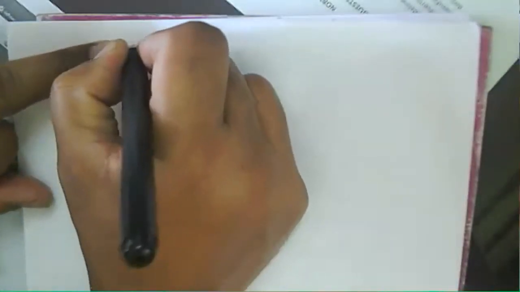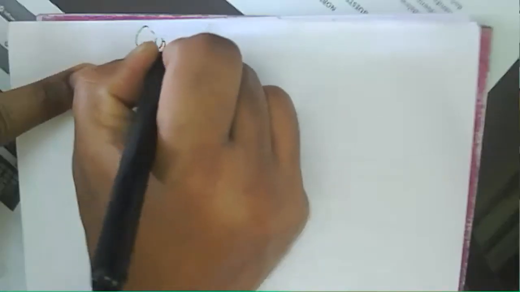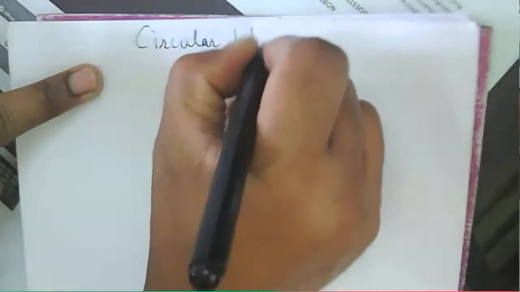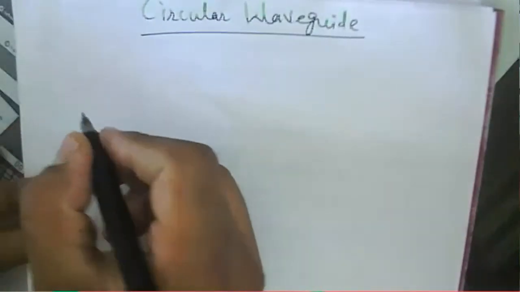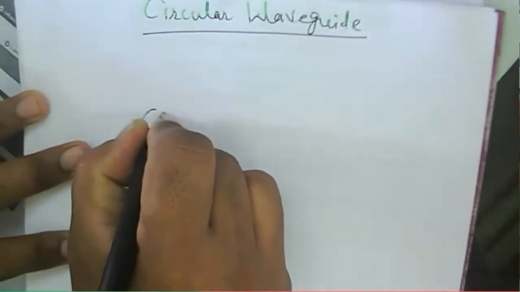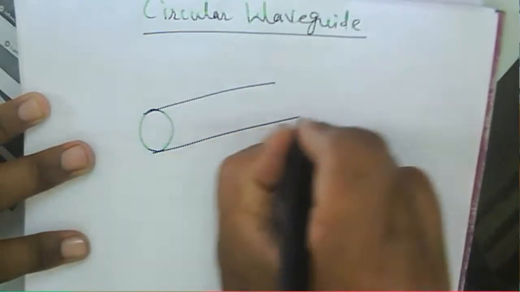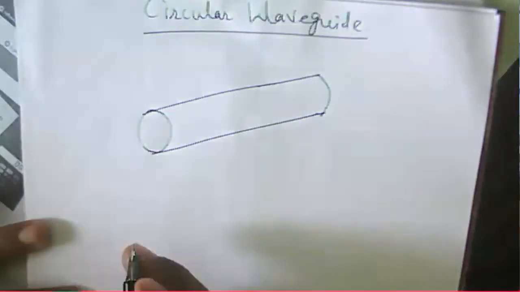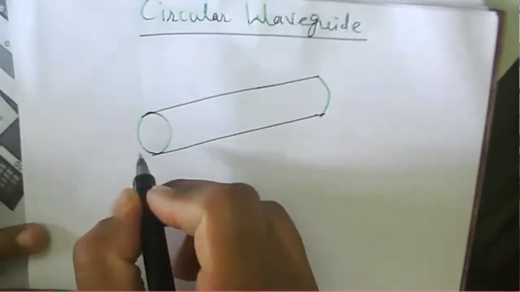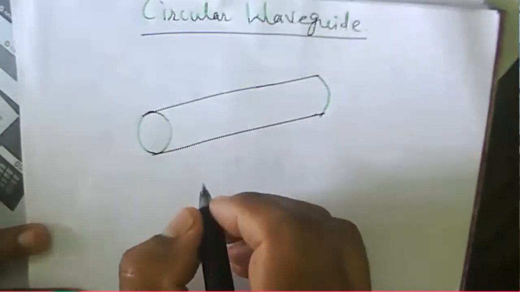Next, we need to learn about the various waveguide components. But before that, I'll just tell you about the circular waveguide. Then we start our system. A circular waveguide, or you can say a cylindrical shape waveguide. Nothing but a cylindrical shape, nothing more. Okay, instead of a rectangular one, it is a circular shape, or you can say a cylindrical shape of the waveguide.